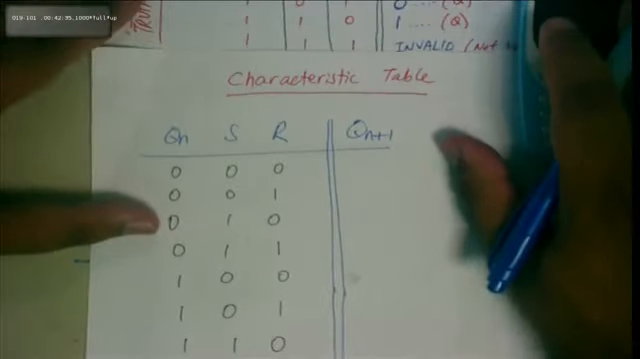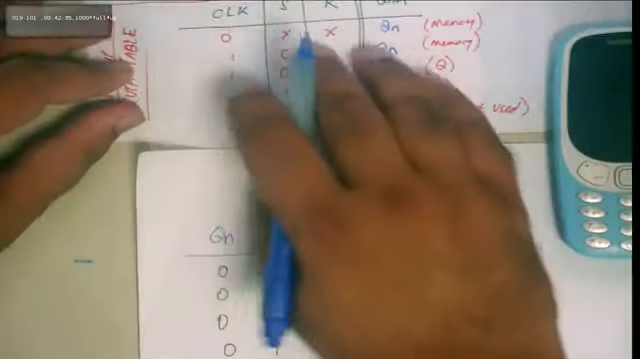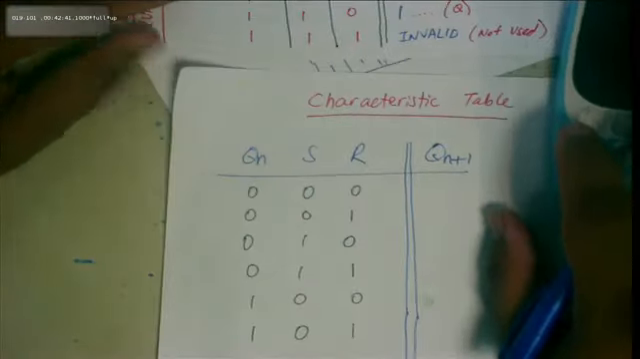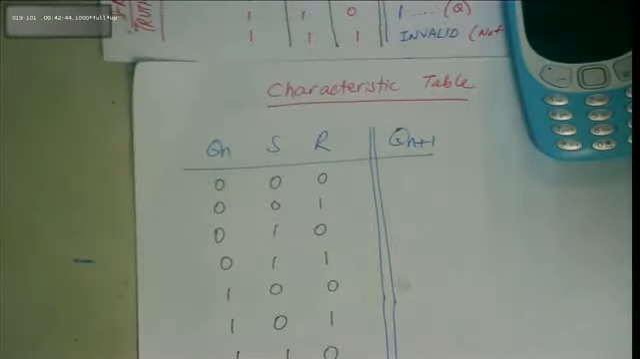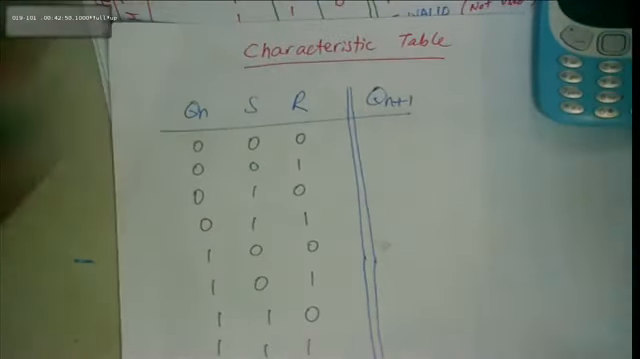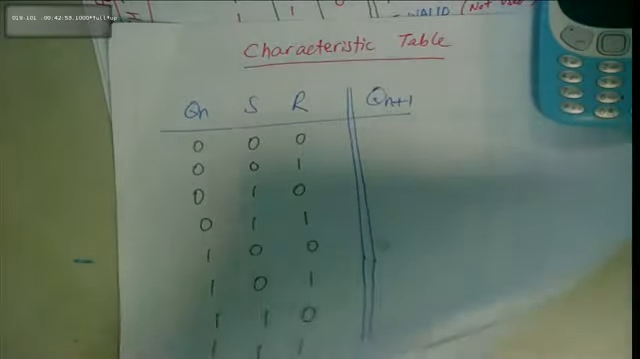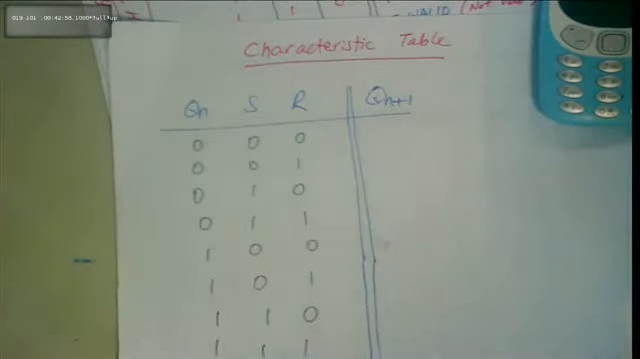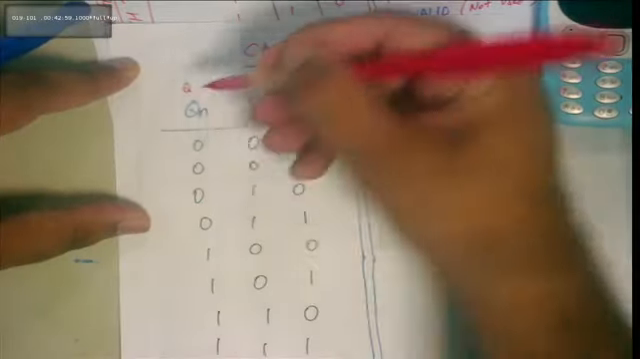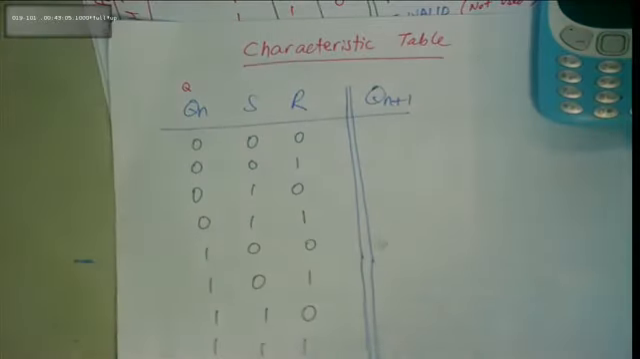Now, have you got this on top there? I'm just going to move my slide up. Okay, now I just want to let you know, just so that you don't get confused, Qn is the current Q, and Qn plus 1 is the future state.